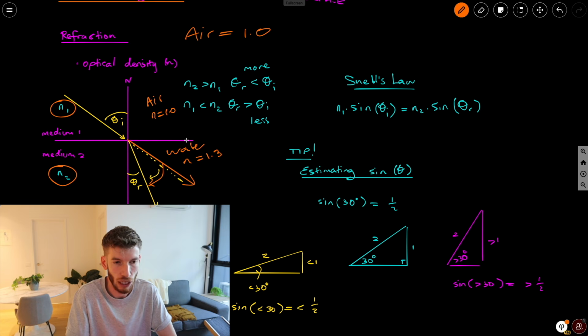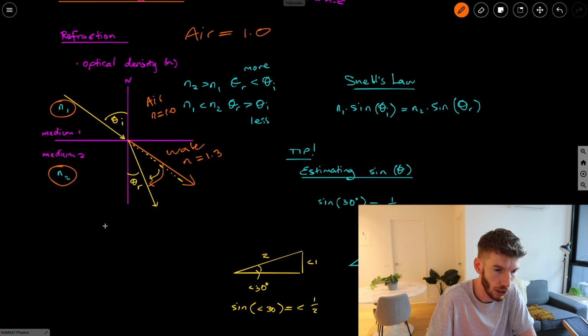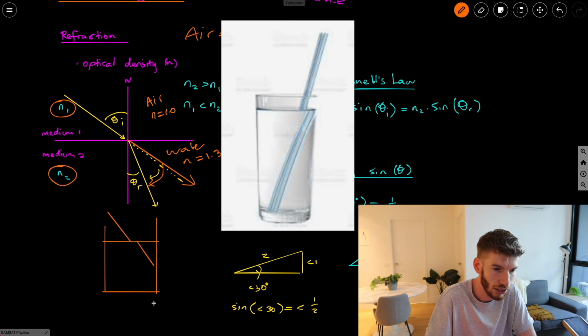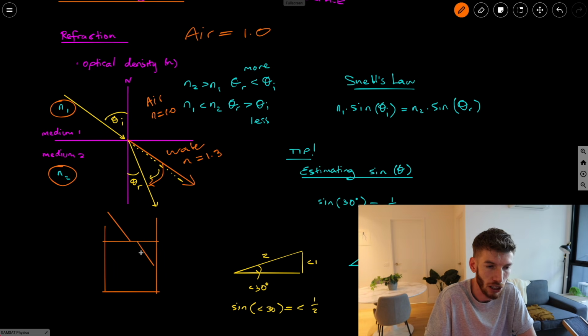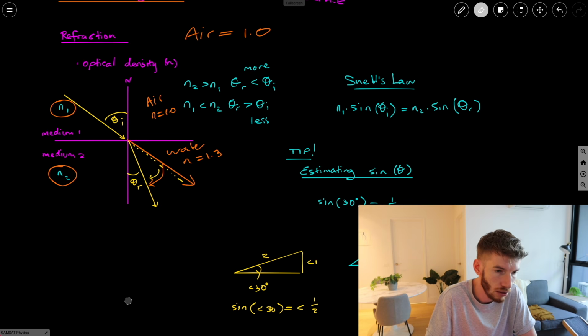And this is exactly why if you put like a straw or a spoon in a glass of water, it kind of has that look where, I'll draw it out like this, you've got the water, you've got the straw, and it kind of looks like it's doing this. And that is because of refraction of the light overall. All right, get that out of the way.